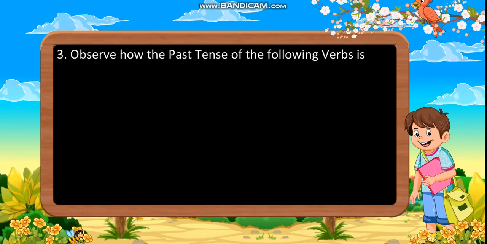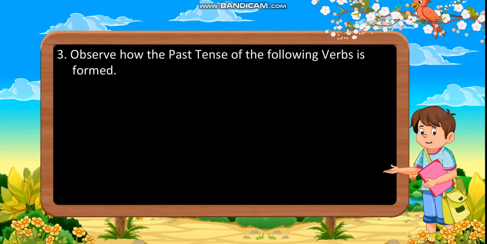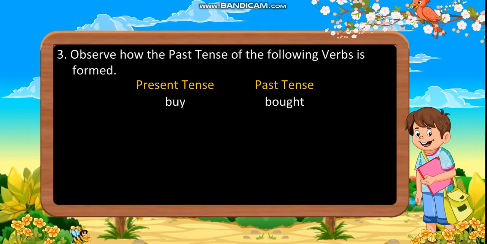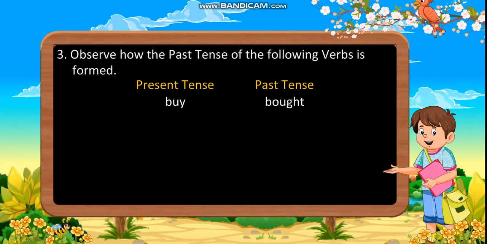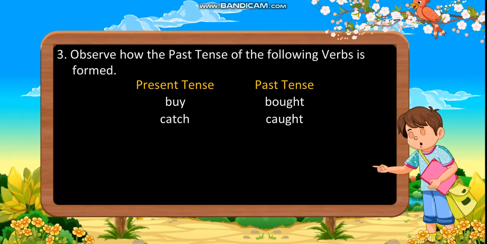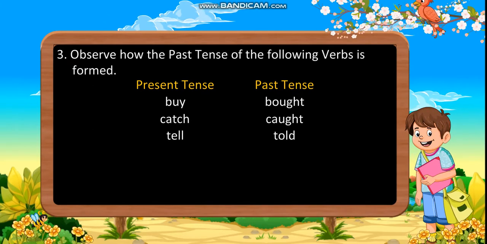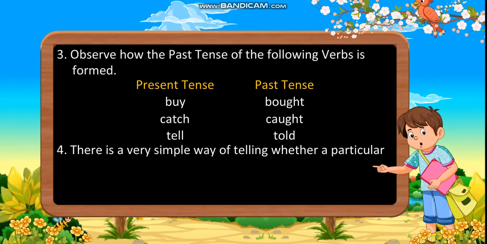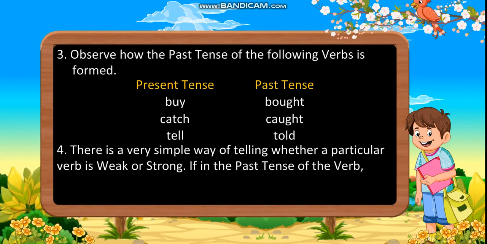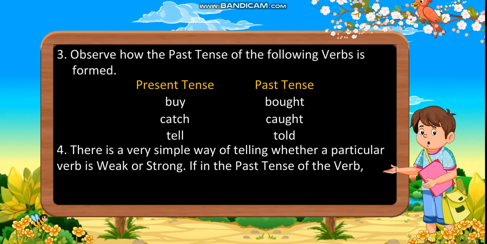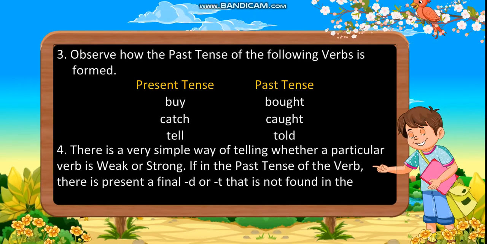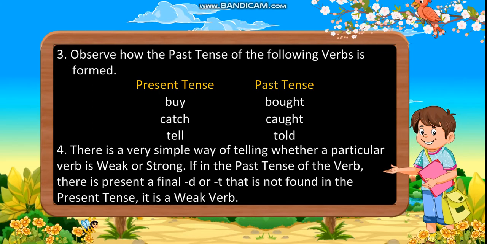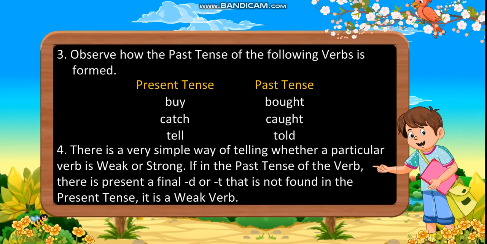Observe how the past tense of the following verbs is formed. Present tense, past tense: buy, bought; catch, caught; tell, told. There is a very simple way of telling whether a particular verb is weak or strong. If in the past tense of the verb there is a final d or t that is not found in the present tense, it is a weak verb.